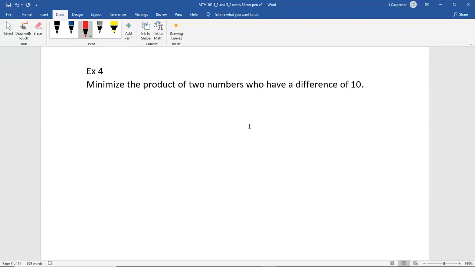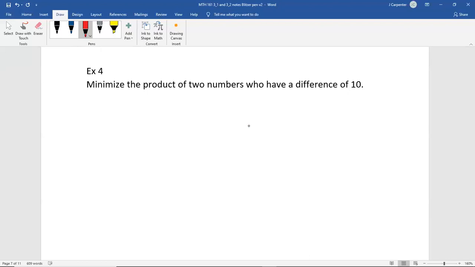But let's build up to that. Minimize the product of two numbers that have a difference of 10. This is actually, if you want to get technical about it, a system of equations. But we're going to find a way to avoid that process. That's not until chapter 5, even though you've seen systems of equations before. They were linear, and this is nonlinear. It just makes it a little weirder.